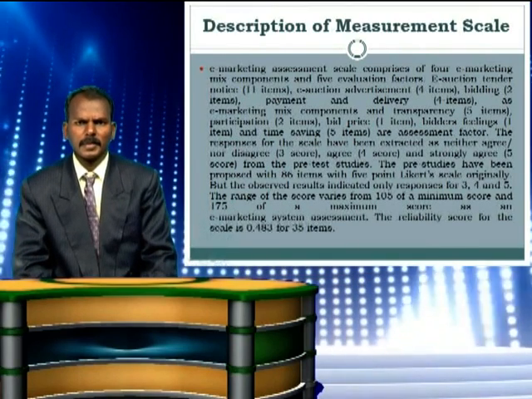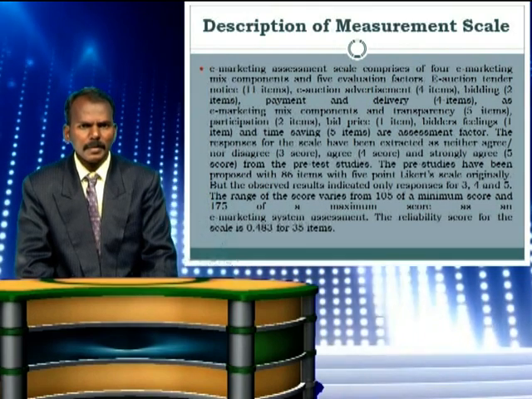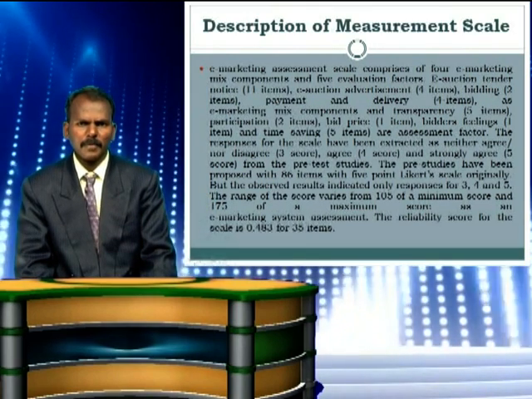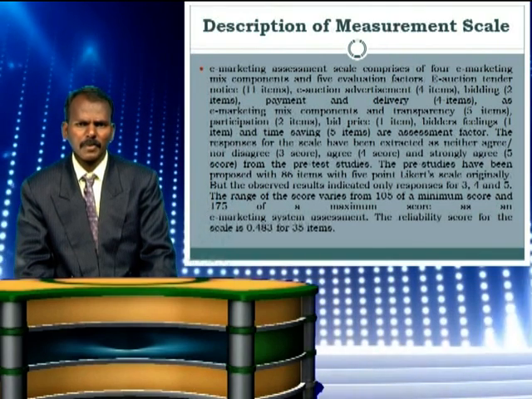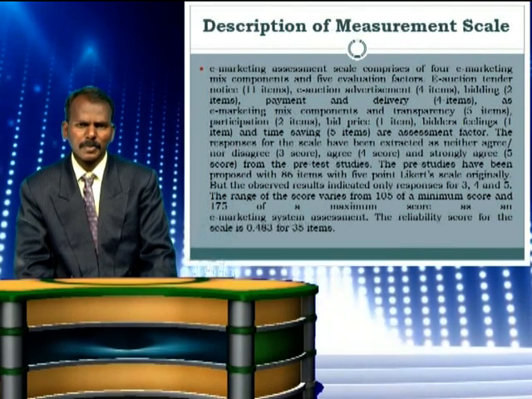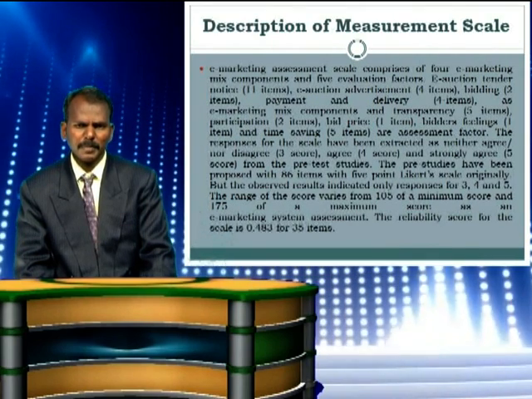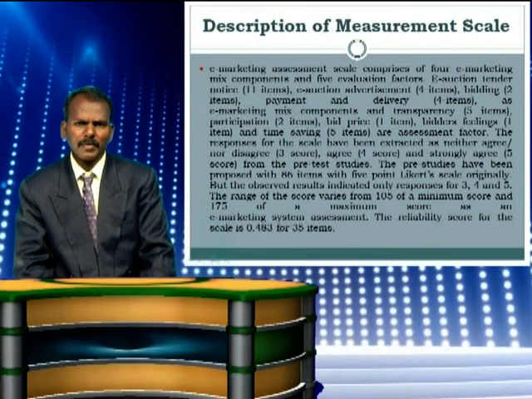The e-procurement assessment scale comprised 3 e-procurement mix components and 5 evaluation factors. E-tender notice 11 items, e-tender advertisement 4 items, bidding 1 item, transparency 2 items, participation 1 item, bid price 2 items, bidder feeling 1 item, and time saving 4 items.